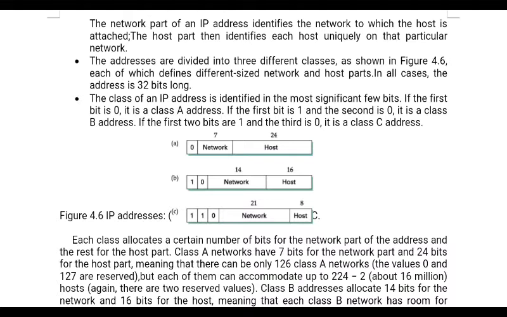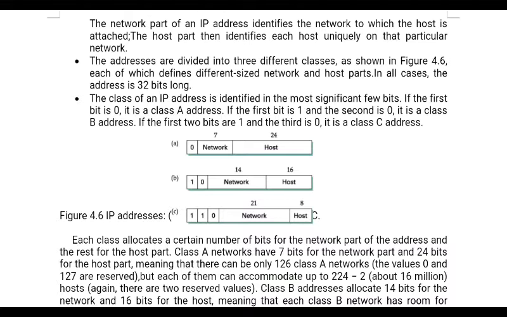Okay, so this is about classful addressing. That is class A, class B, and class C. So we have seen the host part and the network part. Now we are going to see another type of addressing scheme, where we are not following any particular class. This is what you call classless interdomain routing, CIDR.